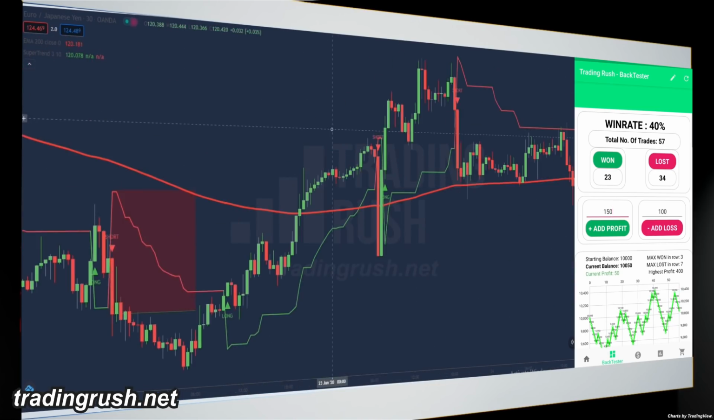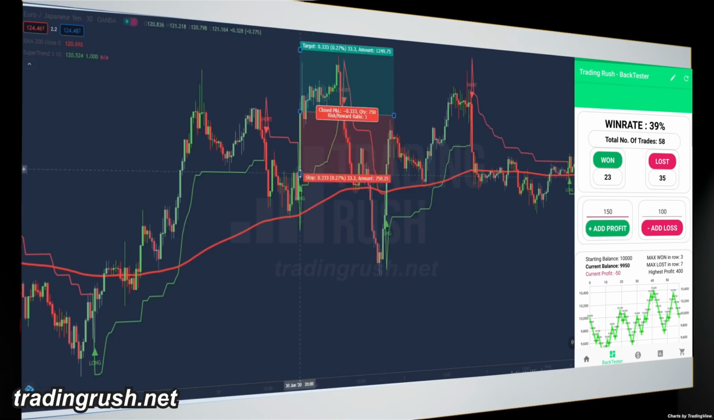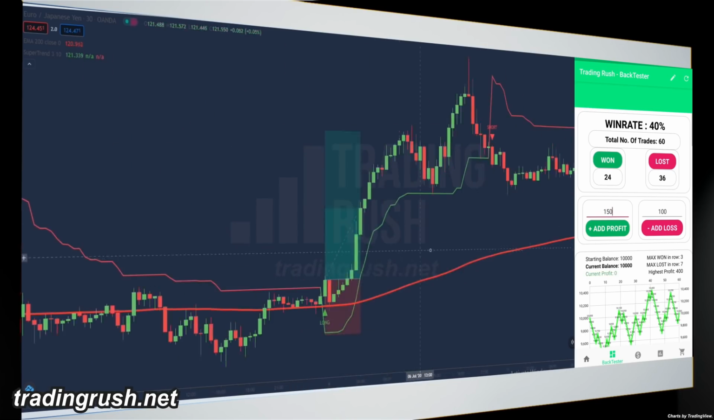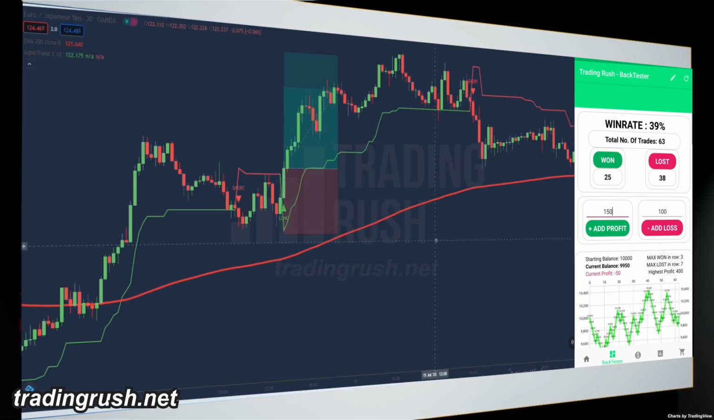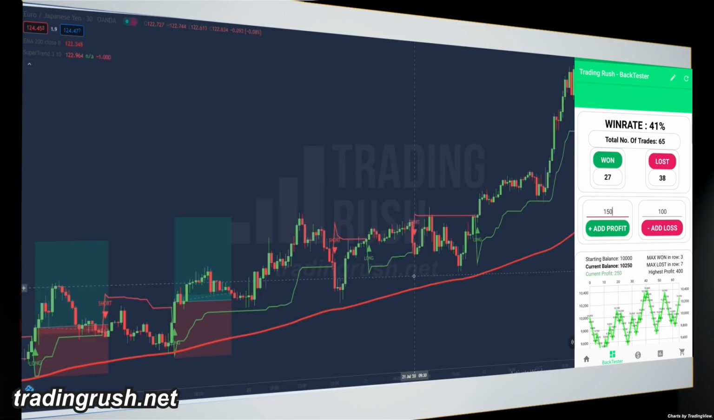Number 2. You cannot blindly take every trade given by the Supertrend. If you do, you will end up taking trades in the opposite direction of the long-term trend, as price gives many pullbacks in a long-term trend.